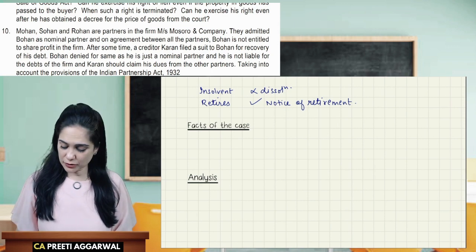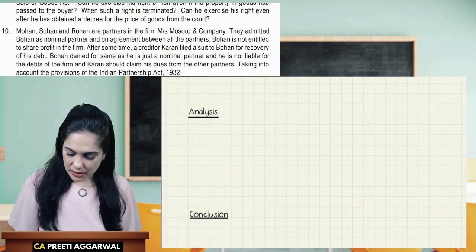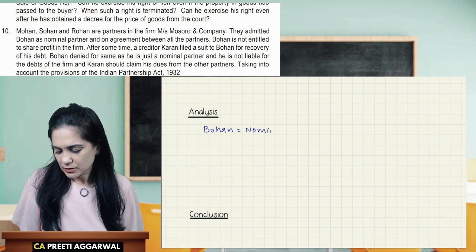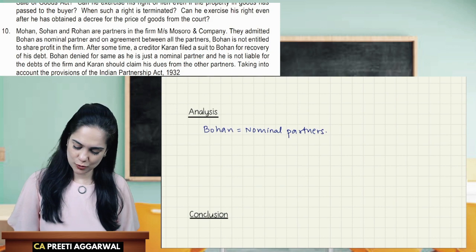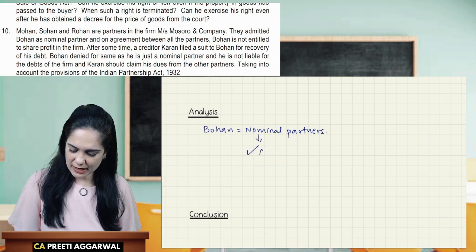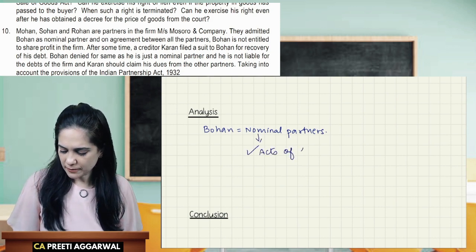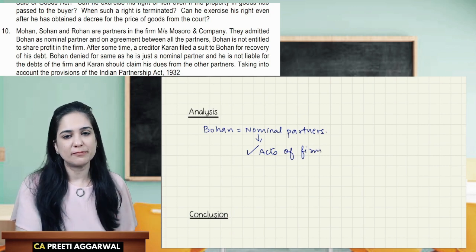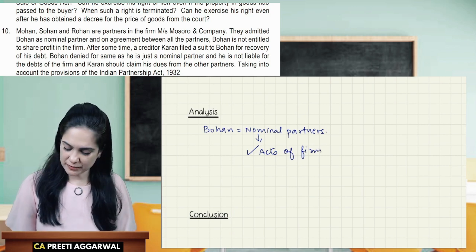Now let us continue. What is to be written in the analysis? Bohan is a nominal partner. Is it that he is not liable for acts of the firm? No, no, no. A nominal partner will be liable for acts of the firm. He need not be given his share of profit, but he is liable for acts of the firm.